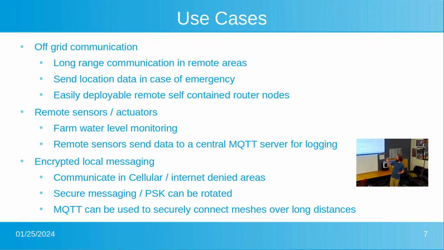So use cases: off-grid communication. Say you're in the backcountry, cell phones don't work, and you don't want to pay for satellite. This is an easy line of sight way, or you can quickly deploy a fixed node to relay messages. So if you can get something up in the airways, even if there are hills and stuff between you, it will relay messages.